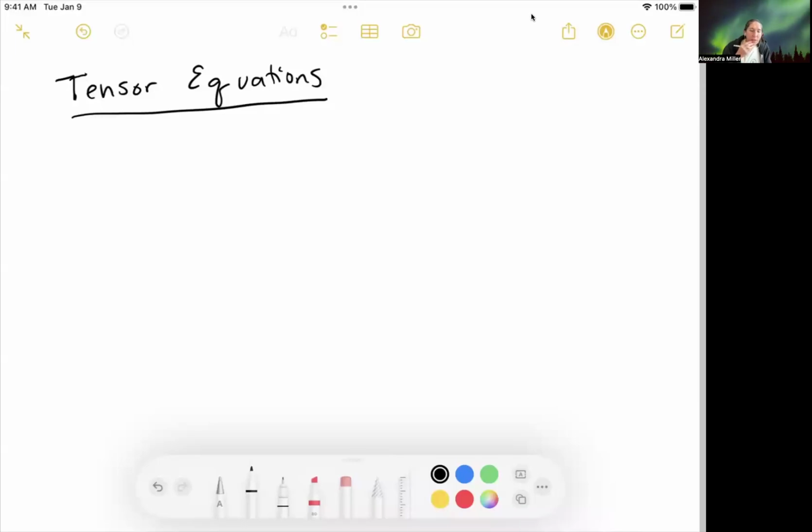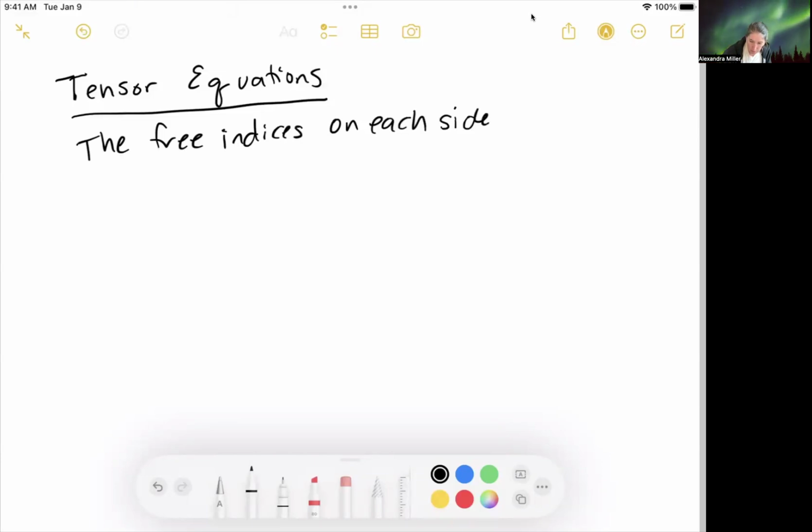In this video, I just briefly want to talk about tensor equations and what's allowed and what isn't allowed when we're writing such equations. So one thing to mention is that the free indices, recall these are the indices that aren't being summed over, on each side must match. That's one of your number one rules. So let's just write some examples.